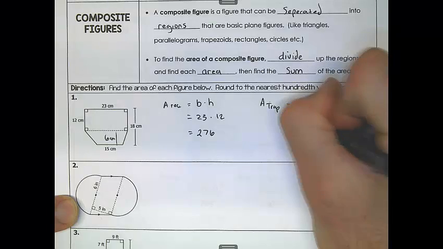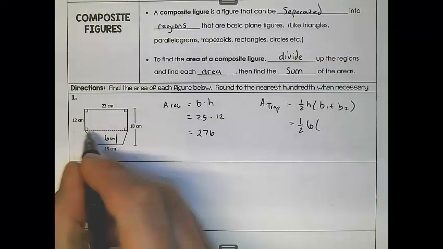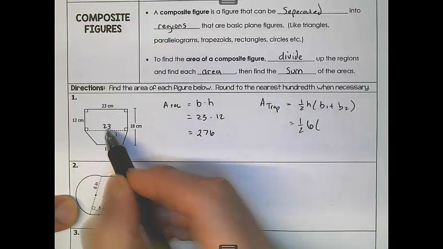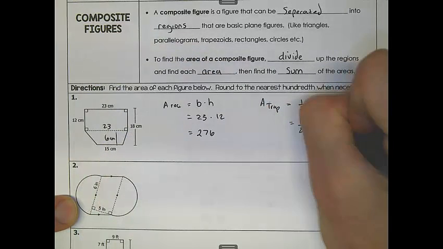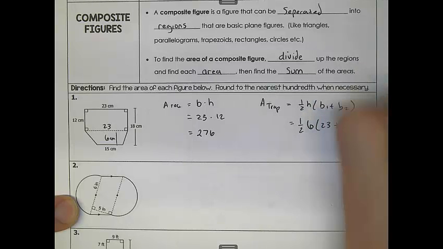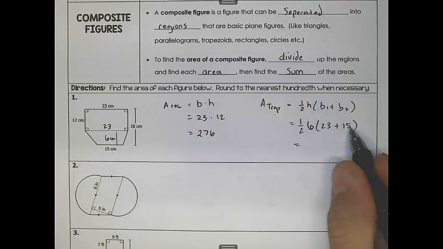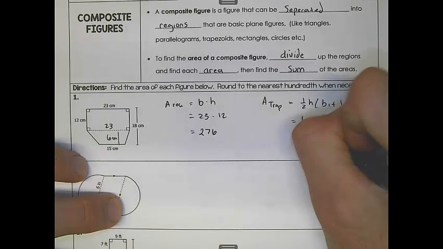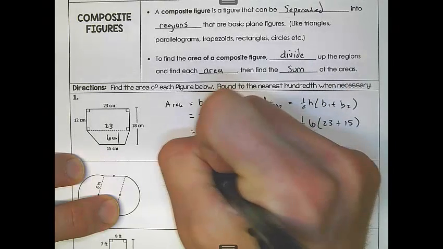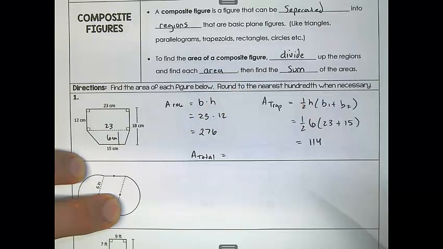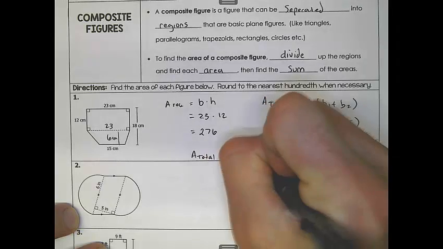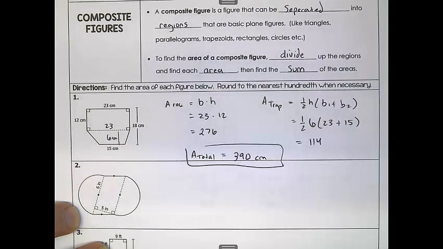So we'll do 6 for the height, and then base 1 is 23 because it's a rectangle. These two sides are the same. So we have 23 plus 15. And if we do what's inside of the parentheses first and multiply, we get 114. Alright, so our total area, or the area of the figure itself then, is the sum, which is 390 centimeters. So we'll circle or box that answer.